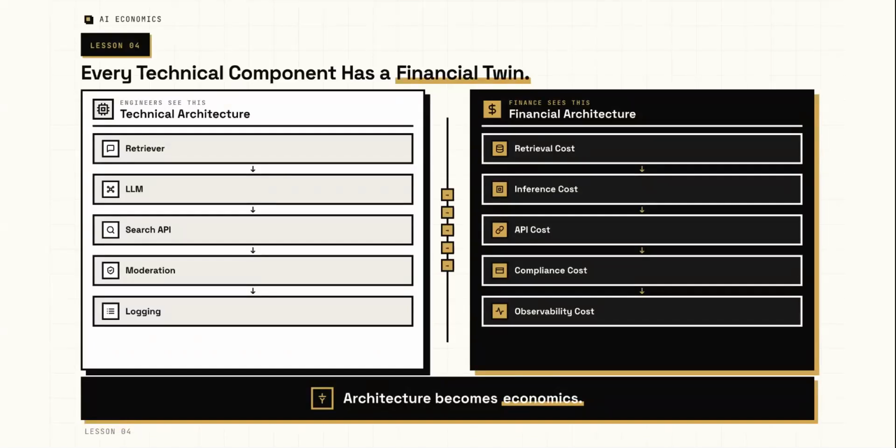Here's a mental model that I use all the time. Every technical component inside an AI system has a financial twin. Engineers think in terms of architecture, finance thinks in terms of invoices. Product managers need to understand both. When engineering adds retrieval, finance sees the storage and vector database costs. When engineering adds browser tools, finance sees another API bill. When engineering adds evaluation, finance sees additional compute. Every architecture decision eventually shows up on your profit and loss statement. Great AI PMs learn to connect those two worlds.